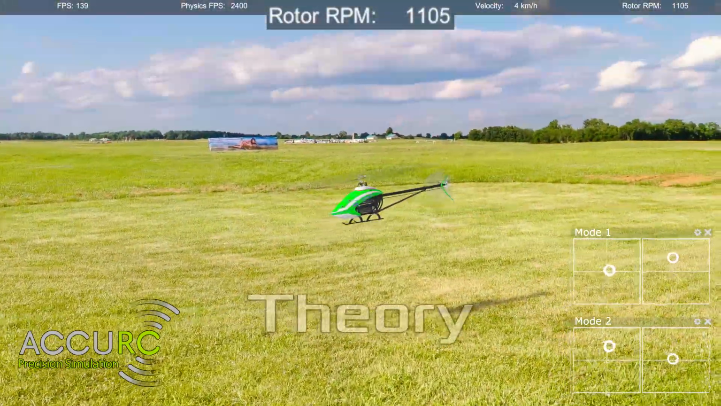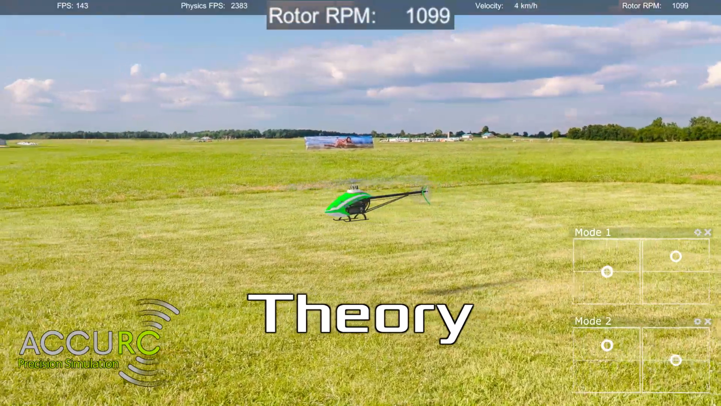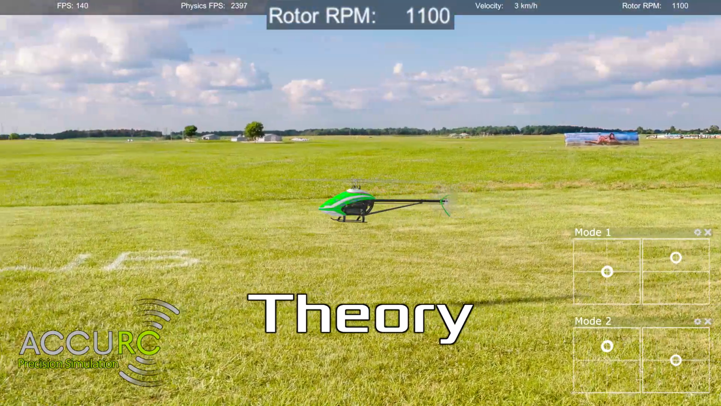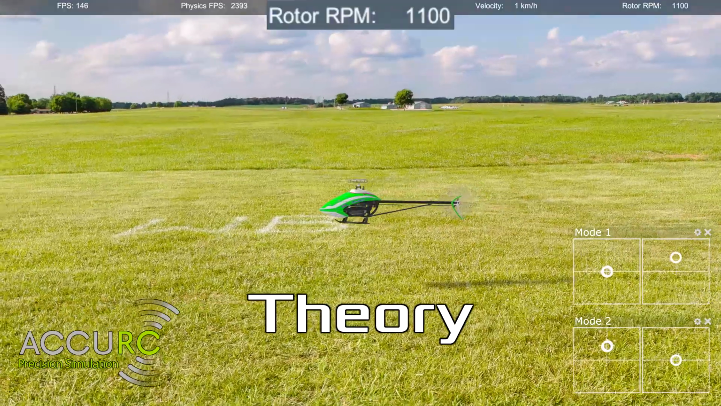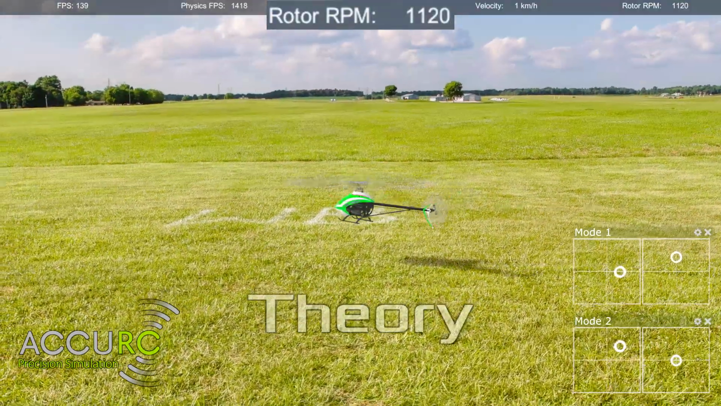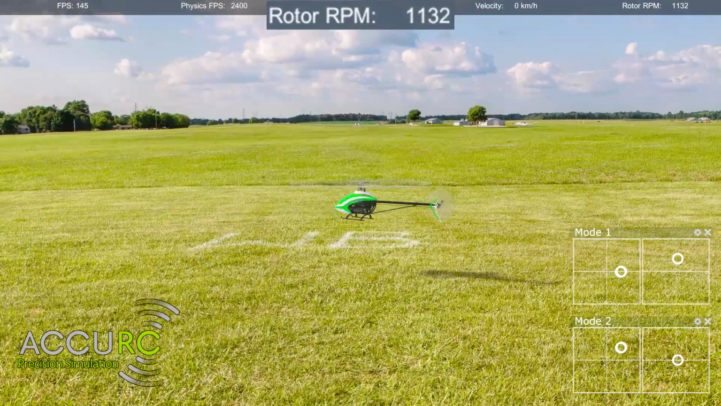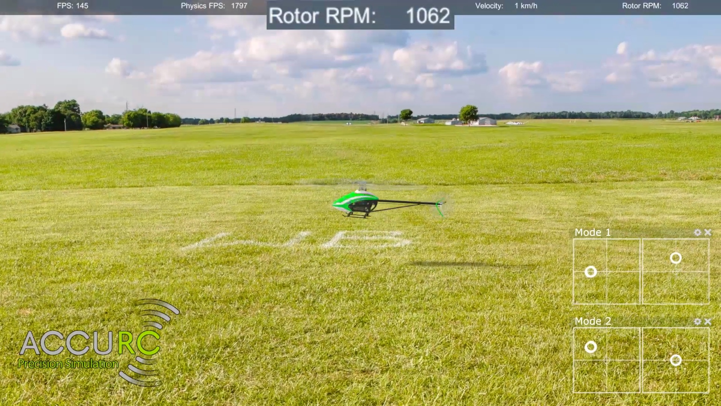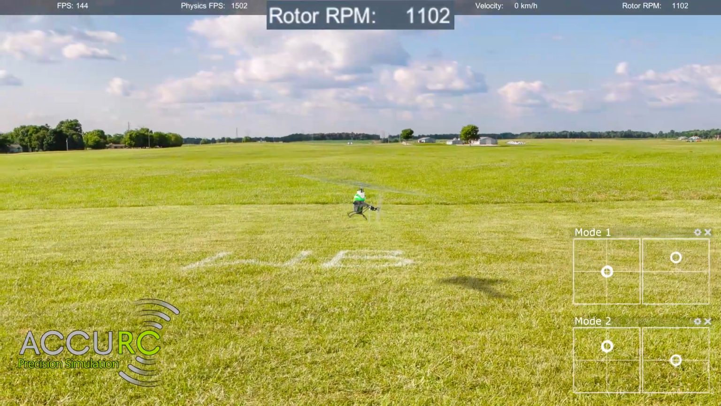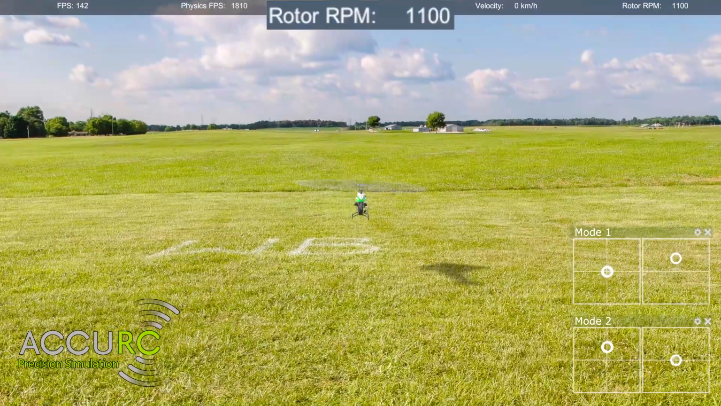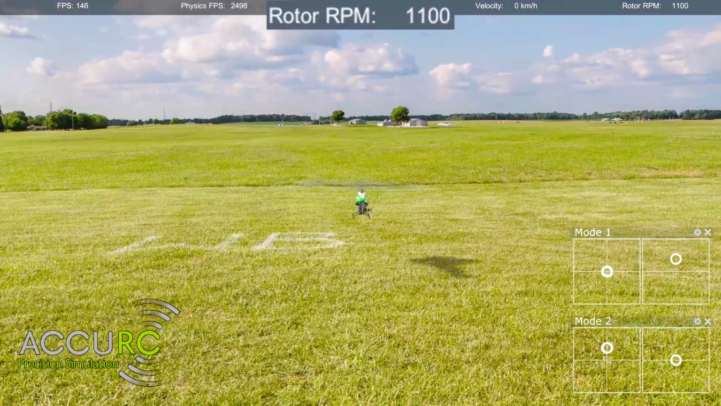Okay, so let's first take a look at the concept of energies and energy conservation in helicopter flight. So you have three main modes of energy. That is potential energy, linear kinetic energy, and rotational kinetic energy.